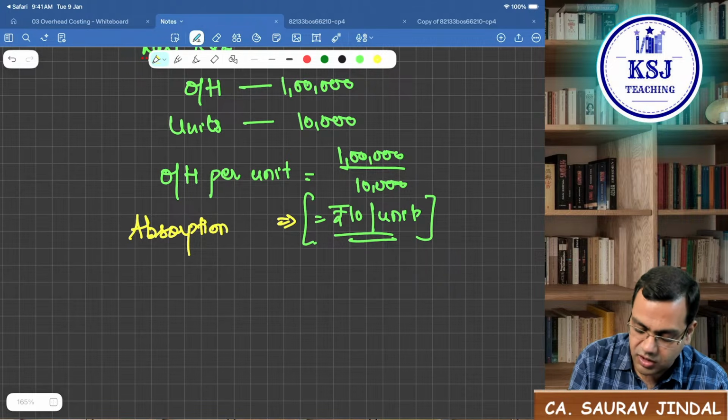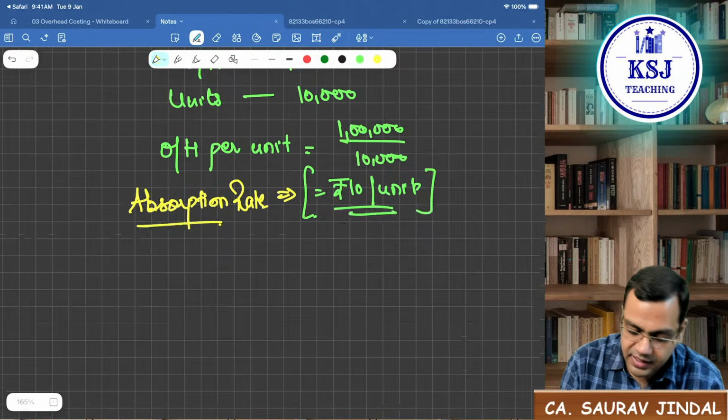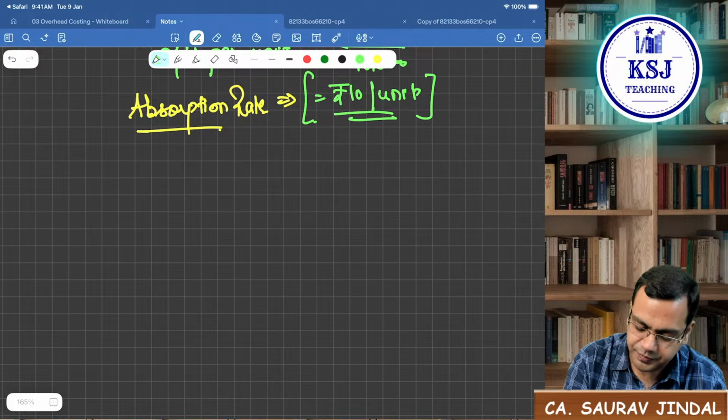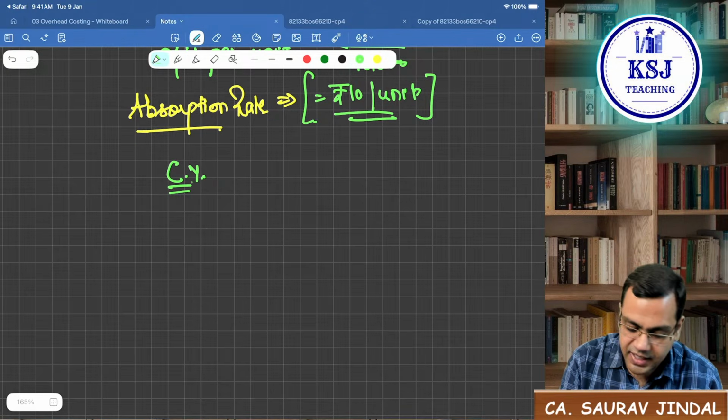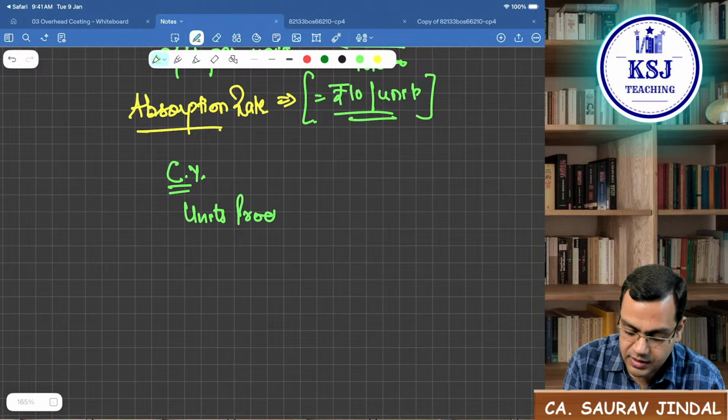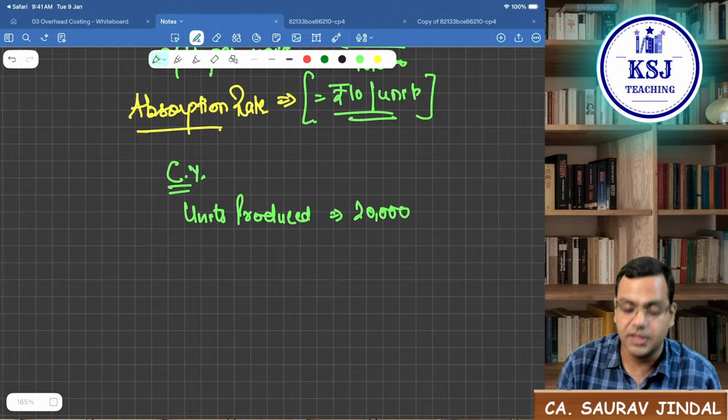This is what we call absorption rate. Now in the current year, what will happen? Now I'll come to the current year. In the current year, the number of units being produced is 20,000 units you are producing, right?